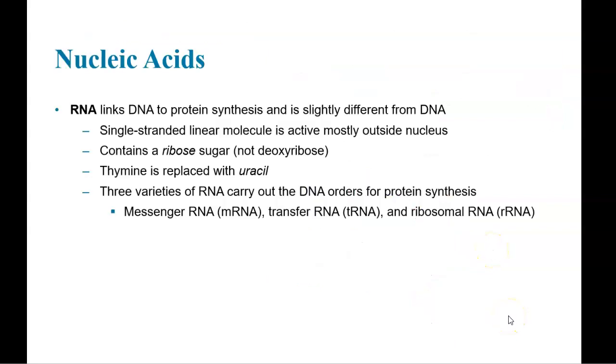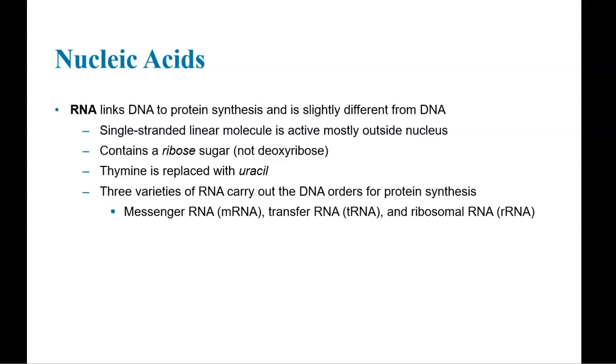RNA is what links DNA to protein synthesis. So it's the intermediate step that has to take place. And it's slightly different than DNA. So instead of having a double strand, you have a single strand of a linear molecule. And this is going to be active outside of the nucleus. So if you recall, DNA is active inside of the nucleus. RNA is more active outside when it's in the cytosol. And RNA contains ribose instead of deoxyribose as the sugar group. And then thymine is replaced with uracil.